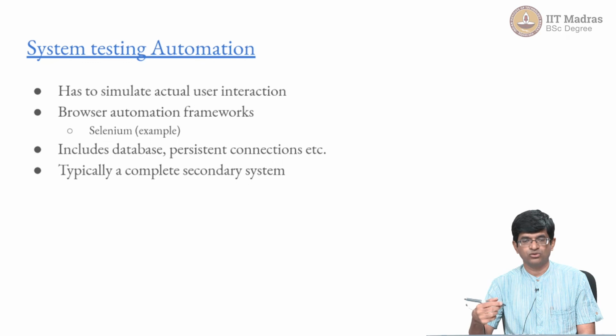Usually system testing would require setting up the complete system, which means that you need to have a proper database, persistent connections and so on, which means that very often it would be a secondary system, right, which is running in parallel with the main deployed system and which is used for testing, okay? And once everything works properly on that secondary system, you can then shift it over into production and say, right, the system is now ready to go.